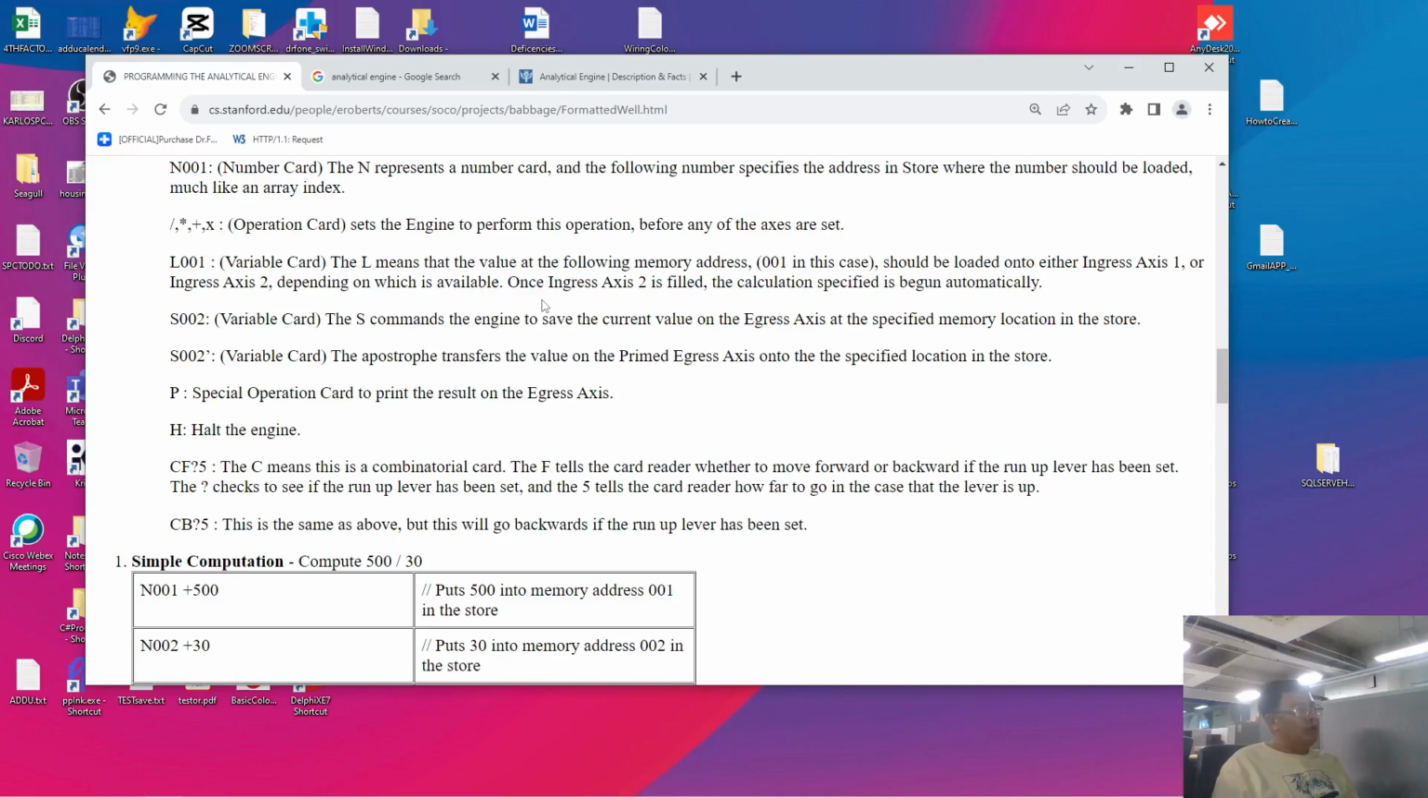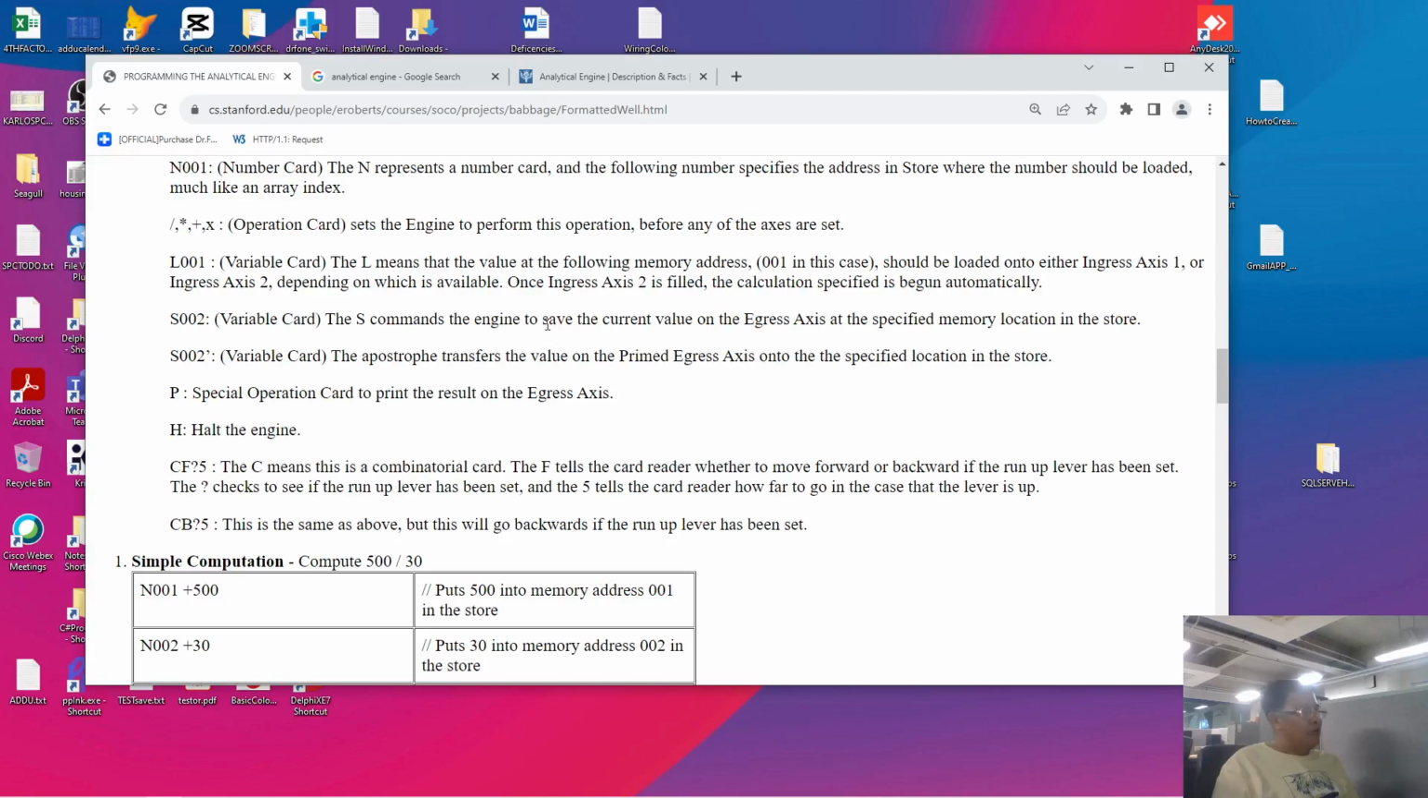S002, which is a variable card, stores the value of the egress axis into the specified address in the store. In this case, whatever the value of the egress axis is will be transferred to address 002. In case of division, we can say S002 prime, because in division, the quotient is stored in the prime egress axis, unlike the other operations where the egress axis is used. So when you store 002 prime, you are storing the prime egress axis into address 002 in the store.